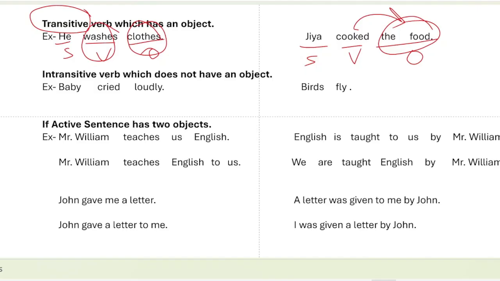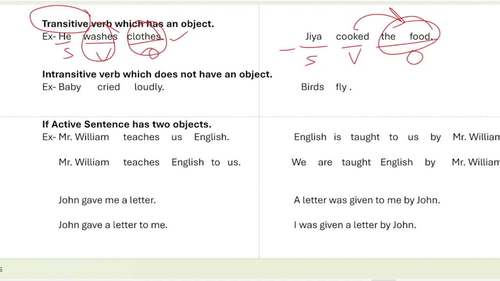Now we can change this active into passive voice. He washes clothes. The passive will be clothes are washed by him. And what will be the passive of Jia cooked the food? The food was cooked by Jia. Correct. I hope till here it is clear.